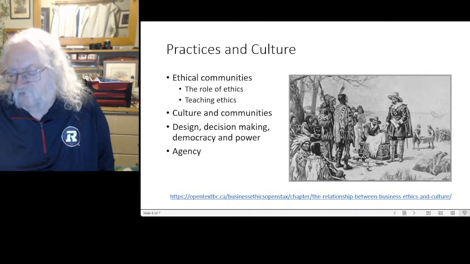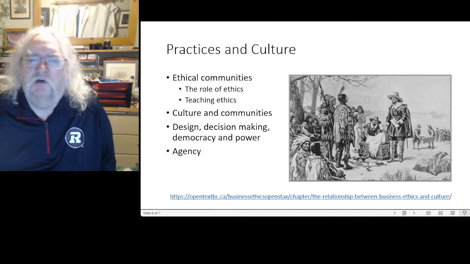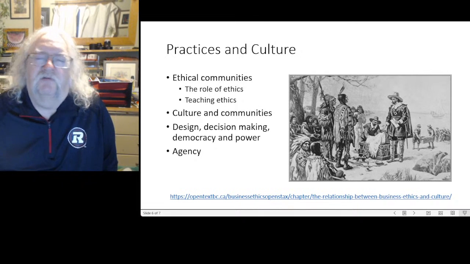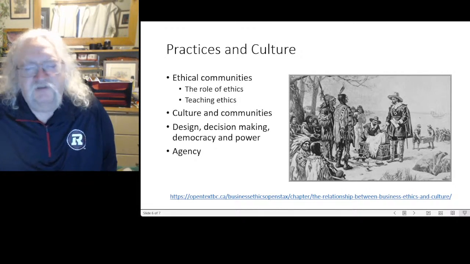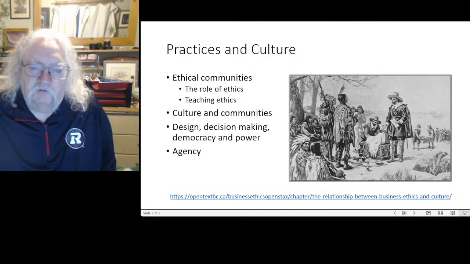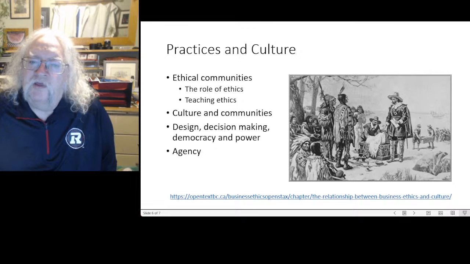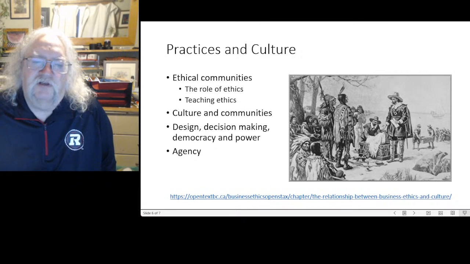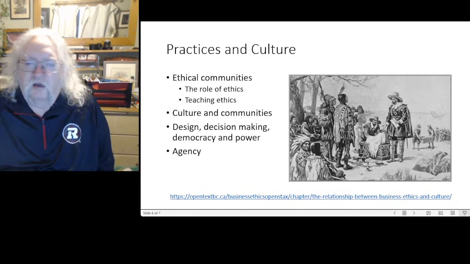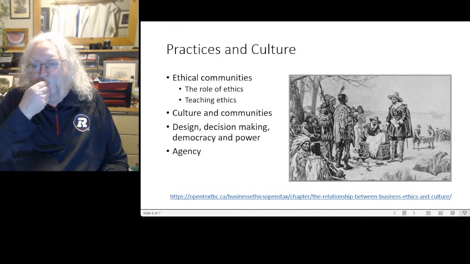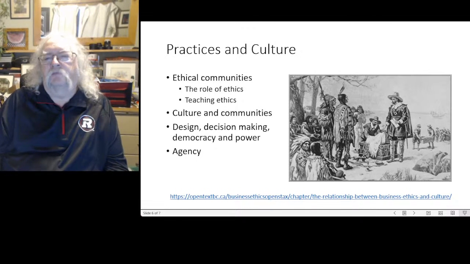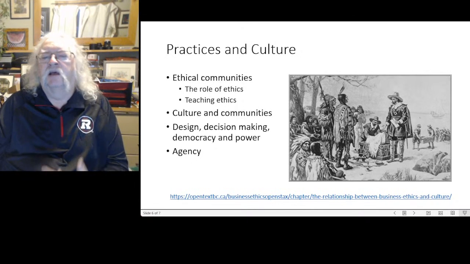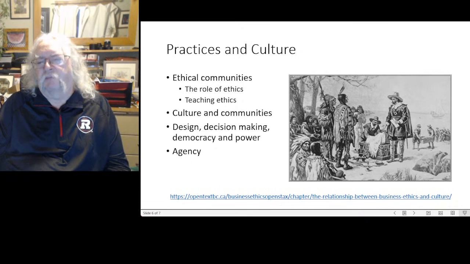We live, for all practical purposes, in individual ethical communities. These ethical communities interact through various mechanisms, and that's the tie-in to governance and regulations. But within communities, there are ethics, there are ways ethics are developed, there are ways ethics are transmitted or taught. Culture and communities overlap, and the way culture interacts with ethics has a great deal to do with the design of a community, decision within a community, democracy, and power.